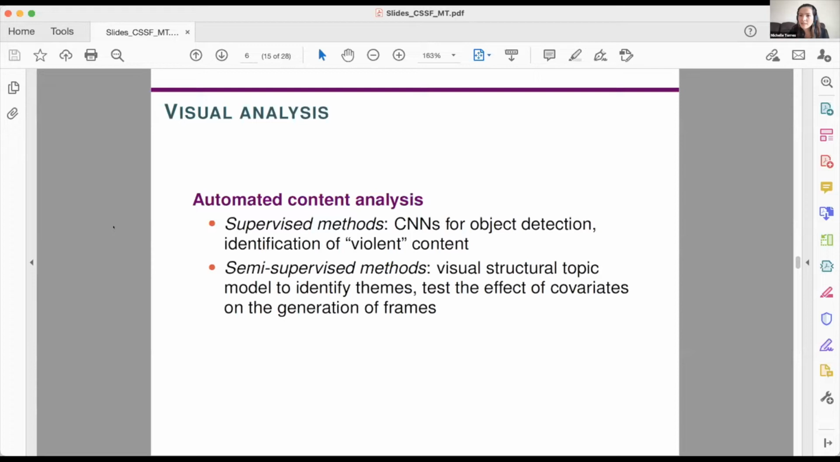from the text analysis field, translate that language into images in a way of making it more accessible and more impactful. And for that, I've been using visual structural topic models to identify themes and also to test the effect of covariates on the generation of these topics that I'm equating with frames from the images.